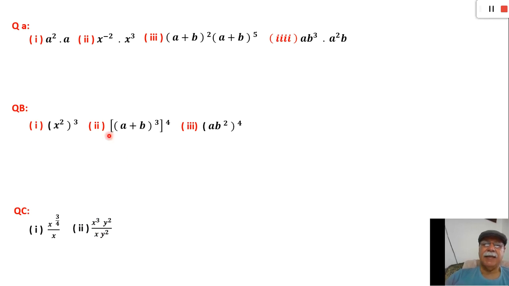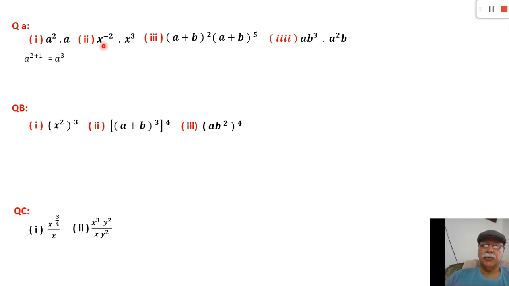Now we start solving this question before moving on to the other questions. We start with the first question. We add the indices: 2 plus 1, because this 1 is a 3. This is finished. This is the last answer.